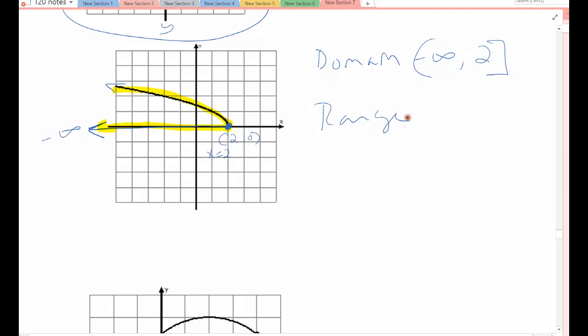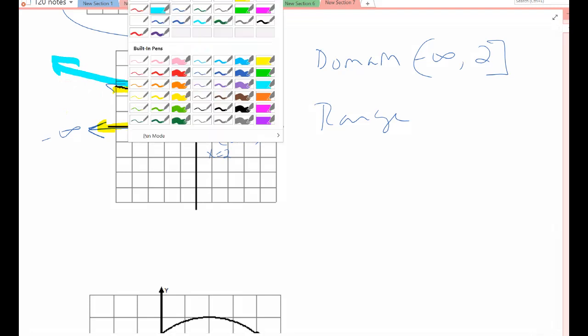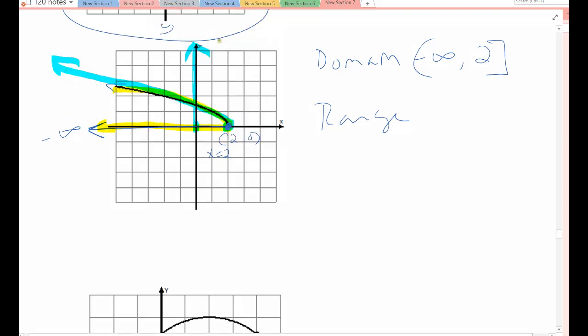My range, which is the y values, well, the y values, again, start here at 0, right? This is where my y values start. And then, again, it's slow, but it is shooting up forever. All of these are going to go on forever, and so it is going off to infinity. It is growing on this end. So my y value is 0 to infinity.